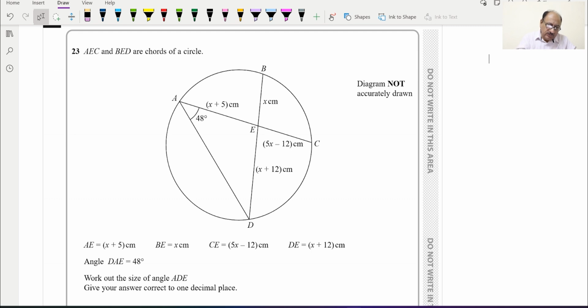The question says that AEC and BED are chords of a circle. The circle is provided and is not accurately drawn. AE is x plus 5, BE is x, CE is 5x minus 12 centimeters, and DE is x plus 12 centimeters. These measurements are provided, plus angle DAE is given as 48. Work out the size of the angle ADE.